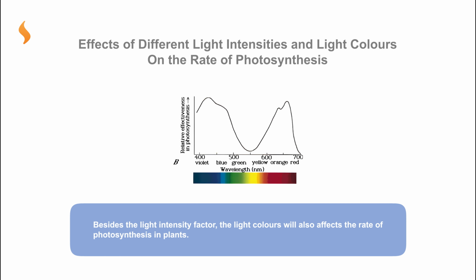Besides the light intensity factor, the light colors will also affect the rate of photosynthesis in plants. The light spectrum consists of 7 colors in different wavelengths. There are violet, indigo, blue, green, yellow, orange and red. The best color for a high rate of photosynthesis is blue light, and the second is red light.